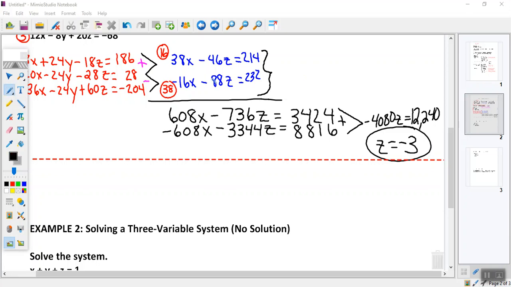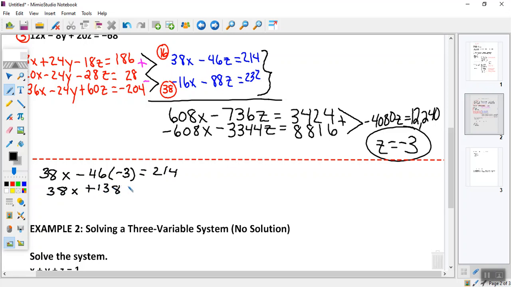So now that I know that, I'm going to pick this equation right up here. We now know that 38 times x minus 46 times, what could I plug in for the z right here, kids? -3 now, right? And that's going to equal what value? 214, right? Okay, so help me with this, kids. I don't know the 46 and the -3. When I take a negative times a negative, this is going to turn into positive 138.